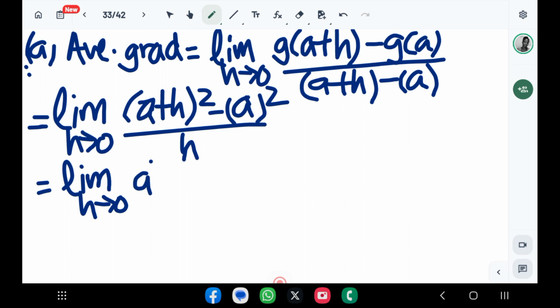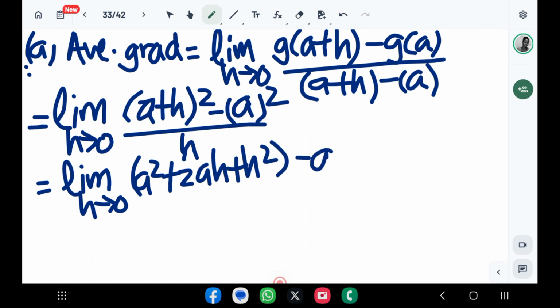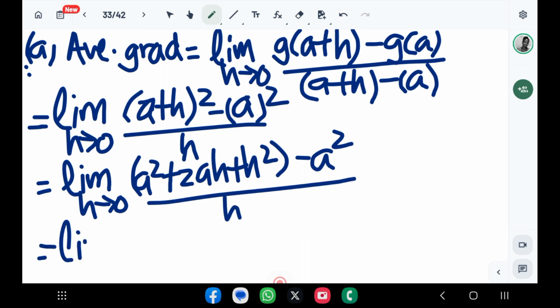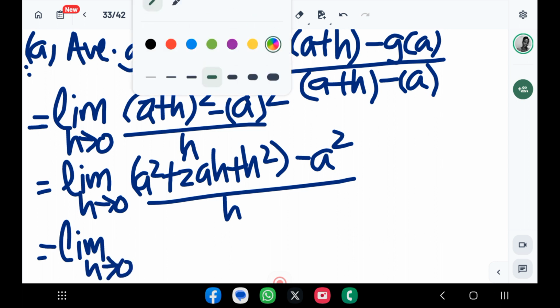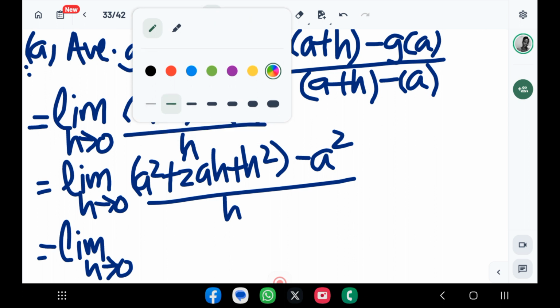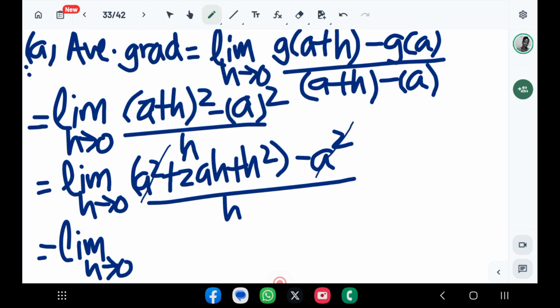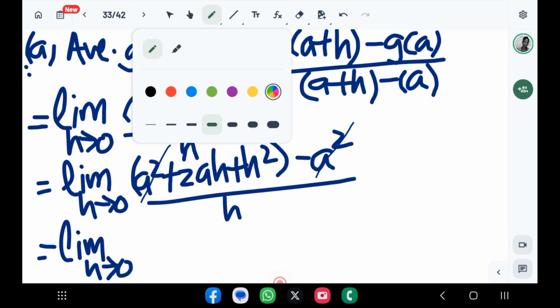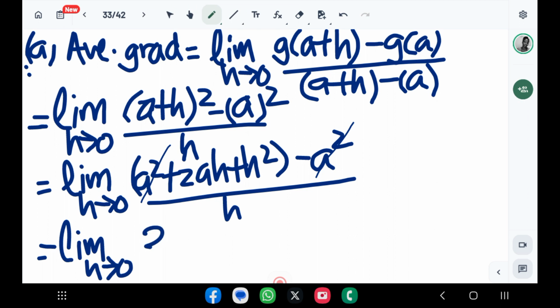So that's a squared plus 2ah plus h squared minus a squared, all over h. That is equal to the limit as h tends to 0 of, the a squared cancel out. I wanted you to notice something. A squared minus a squared cancel out, so you're left with 2ah plus h squared, all over h.